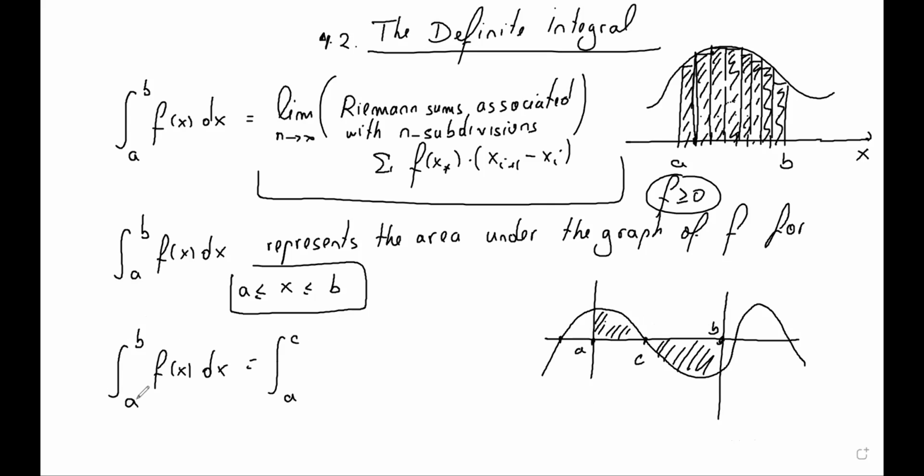Notice how I put the lower number lower here, the leftmost number at the bottom, and the rightmost number upper here. Likewise here, a to c, right? The same logic, the leftmost number at the bottom, the rightmost number at the top of f of x dx, plus an integral from c to b of f of x dx. Now why would it make sense to say that?